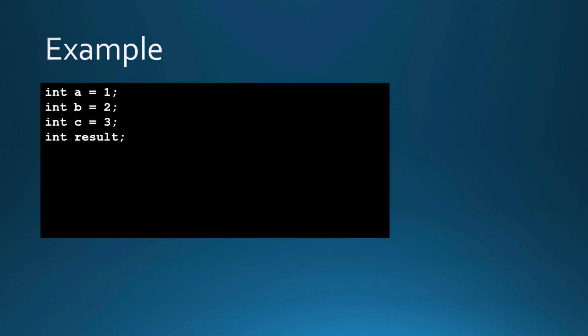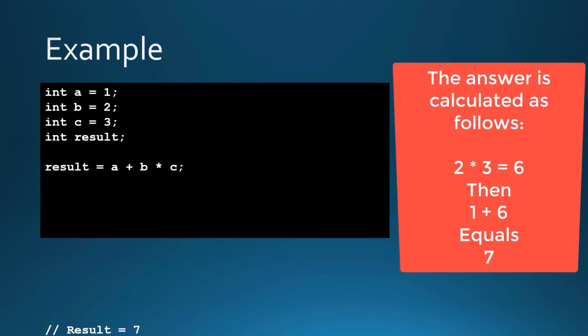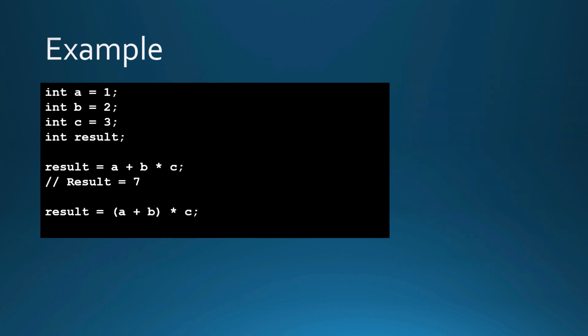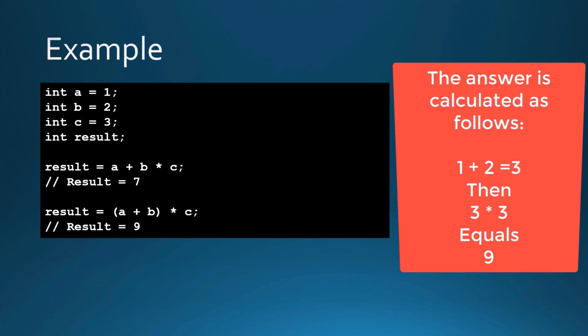An example would be, let's say I've got an integer a equals 1, an integer b equals 2, an integer c equals 3, and then a result. If I say result equals a plus b times c, can you guess what the result is going to be? Remember, multiplication and division happen first, then addition. So the result in this case will be 7. If I enclose the a plus b in parentheses, remember parentheses give that expression a higher order of precedence, so now the result is 9.